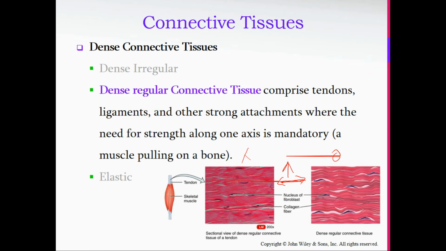Dense regular connective tissue comprises tendons, ligaments, and other strong attachments where the need for strength along one axis is mandatory. So where you have a muscle pulling on a bone, the muscle is only going to pull in one direction. And when it is pulled in the perpendicular direction, that's when it tears. So that's when your ACL, which holds your knee together, one of the many ligaments that holds your knee together, and its strength is to keep your knee from bending sideways. And when it bends sideways, that's when it tears, and that's because it's been pulled in the opposing direction.